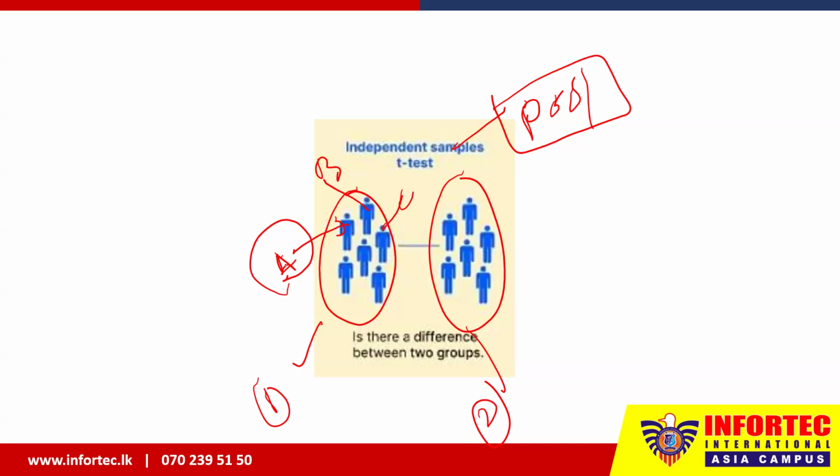So if you have two samples, first one and second one, and the first sample is independent from the second sample, my question is, can person A present in the first sample also be present in the second sample? Your answer is yes or no? What about others? Yes or no?